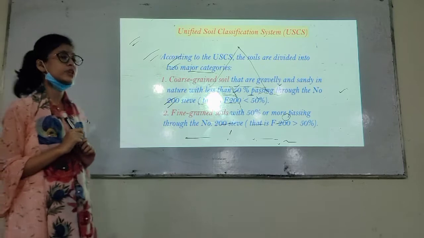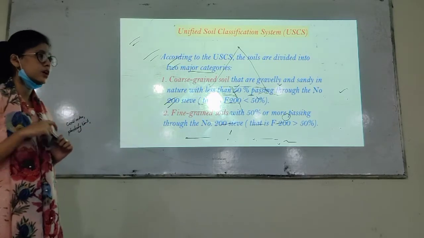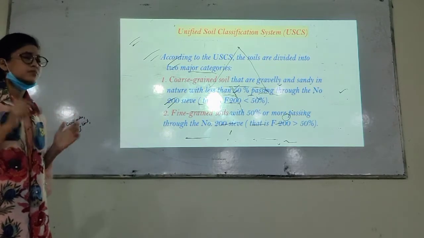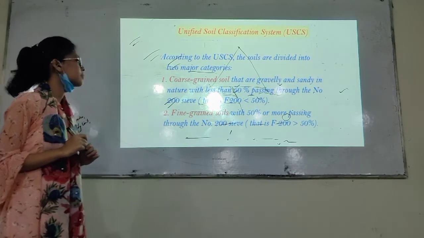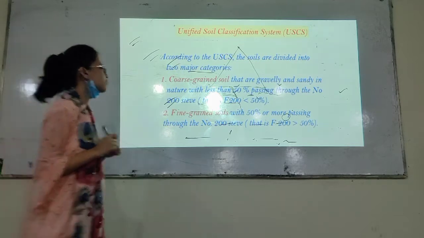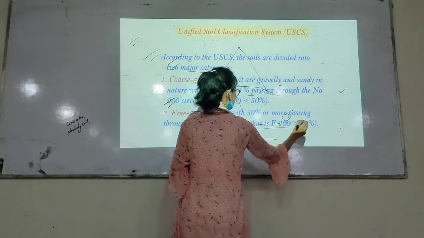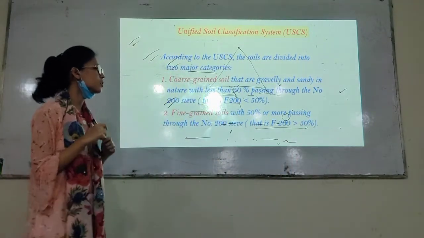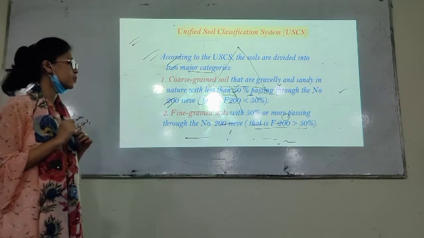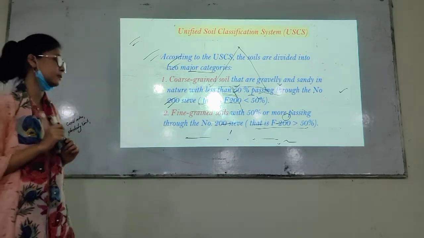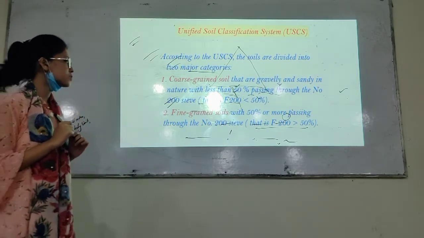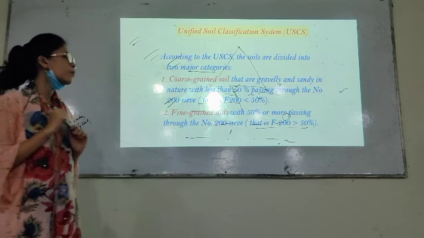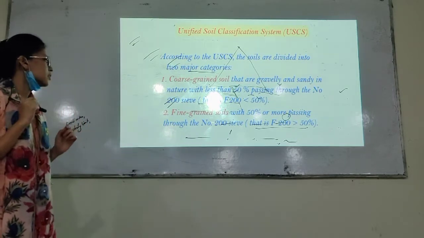Another type is fine-grained soil. For fine-grained soil, the percent finer corresponding to the number 200 sieve is greater than 50%. So we can say that if the soil passes through the number 200 sieve by more than 50%, it will be called fine-grained soil.